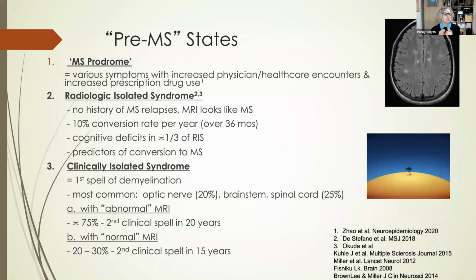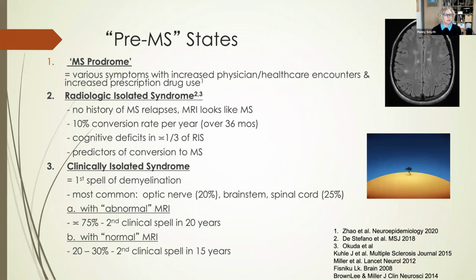So it has been shown that there is an MS prodrome, and these are people that have kind of vague symptoms like what I was talking about, the fatigue, the numbness and tingling, that kind of thing, and they go to their physician a lot for up to 5 years prior to their diagnosis, and they have increased prescription drug use, which are often antidepressants, anti-anxiolytics, as well as neuropathic pain medications.